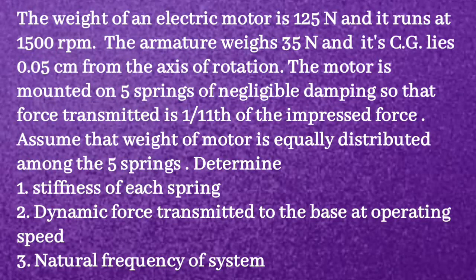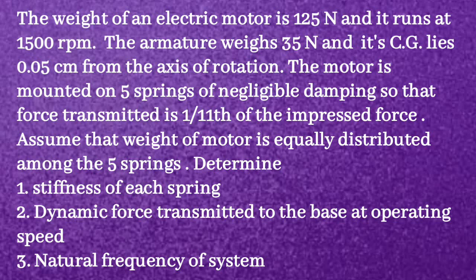Given question: the weight of an electric motor is 125 Newton and it runs at 1500 rpm. The armature weighs 35 Newton and its CG lies 0.05 cm from the axis of rotation. The motor is mounted on 5 springs of negligible damping so that the force transmitted is 1/11th of the impressed force. Assume that the weight of motor is equally distributed among the 5 springs.